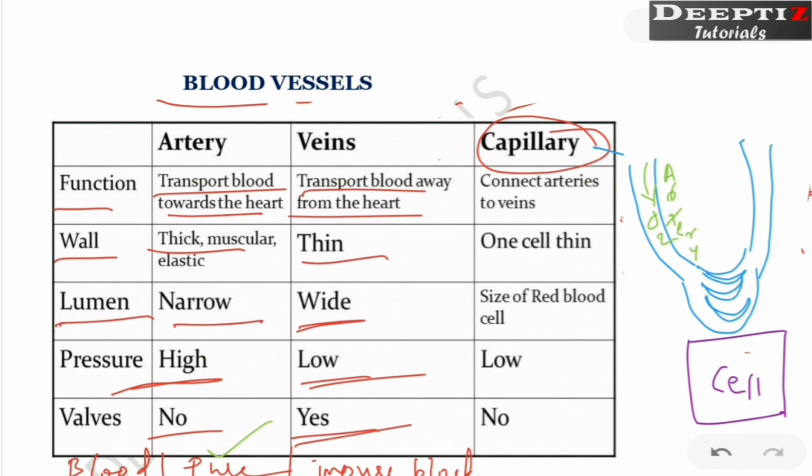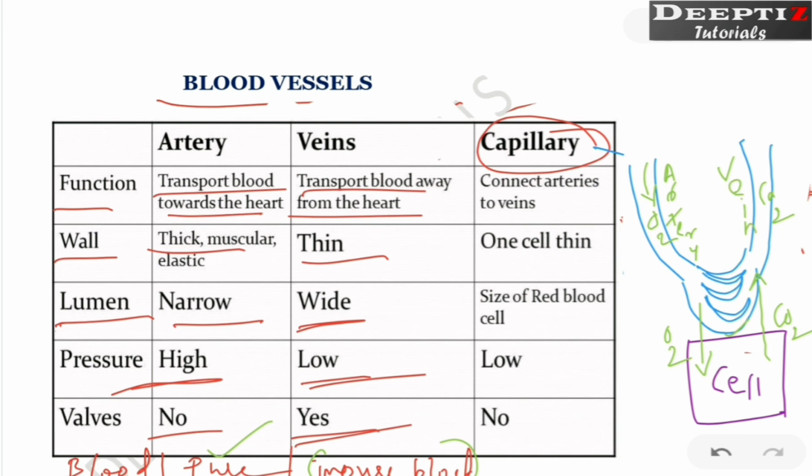When it comes here, there is a set of capillaries, right? This structure we call capillaries. Now this oxygen is given to the cell. From the cell, what happens? In return it takes carbon dioxide. Now what does this blood contain? This blood contains carbon dioxide. So which vessel carries impure blood? This is going to be a vein.